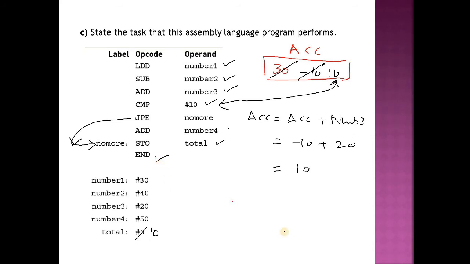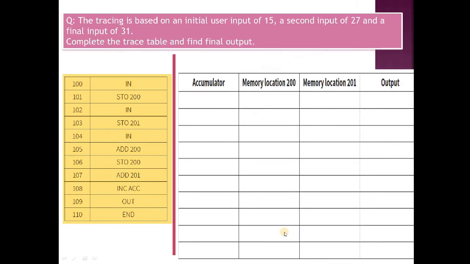Now come to the next one. In next program, let's see what is happening. It is saying that the tracing is based on an initial user input of 15, a second input of 27 and a final input of 31. This program is taking 3 input. It means complete the trace table and find final output.